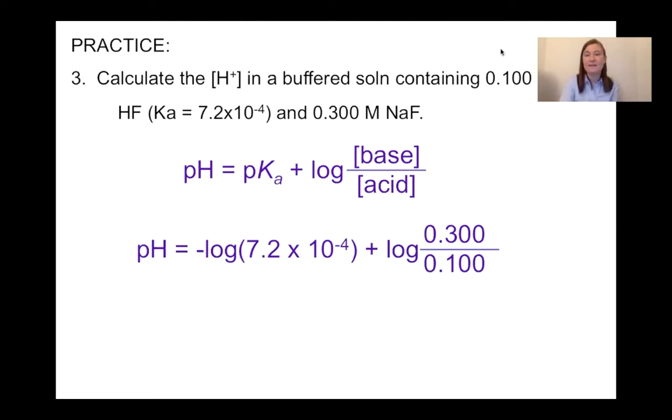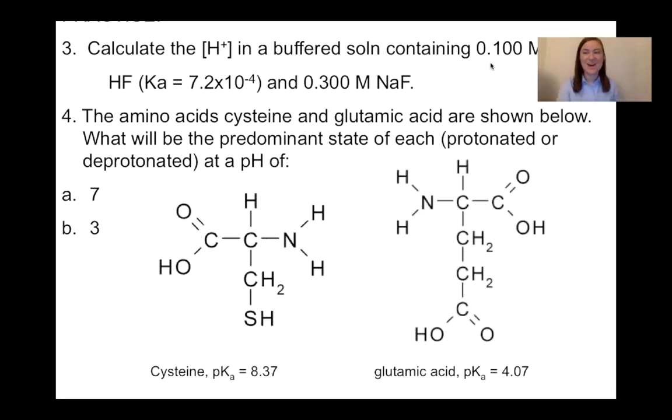And then let's quickly take a look at that last problem. All right, let's take a look at this last question. So we have two different amino acids, right? Amino acids are the building blocks that make up proteins. And the amino acids have different pKa's, which are given. And we want to know the predominant state of each one, whether it's going to be protonated or deprotonated at these different pHs. This is really 4 questions, right?